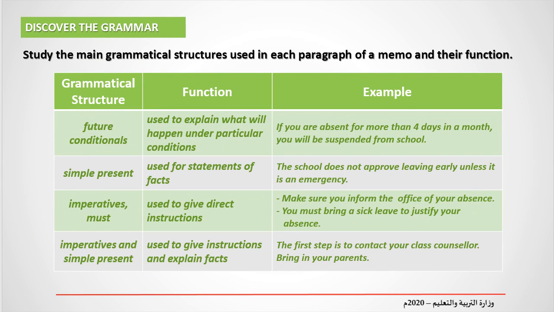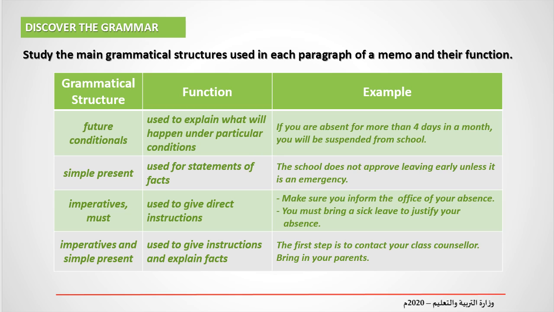Now let's have a look at the grammatical structures and their function that may prevail in a memo. The first grammatical structure, future conditionals, they are used to explain what will happen and the particular conditions. Example, if you are absent for more than 4 days in a month, you will be suspended from school. Second grammatical structure, present simple, used for statements of facts. Example, the school does not approve leaving early unless it is an emergency.